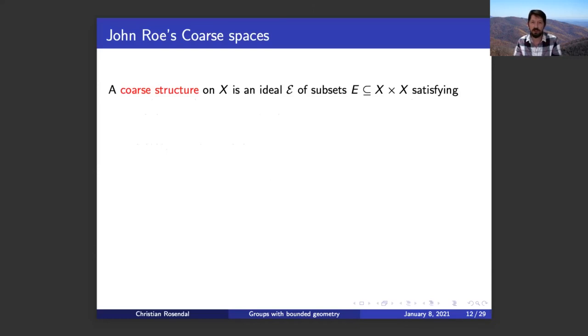Now we'll see that there's another way of defining interesting structures from metrics. The definition here is due to John Roe. It's the notion of coarse spaces. If you have a set X, a coarse structure on X is an ideal of subsets of X cross X, with a few different properties. First of all, as opposed to uniformities, which were filters, a coarse structure is an ideal, so it's sort of the dual notion of a filter. We demand that the diagonal belongs to the ideal, and it's closed under symmetries and compositions.